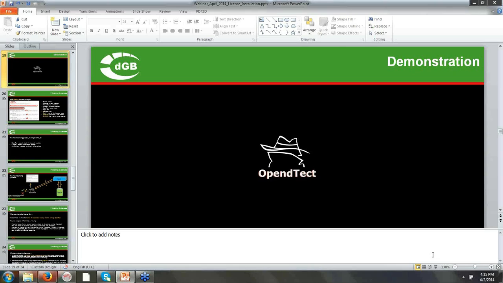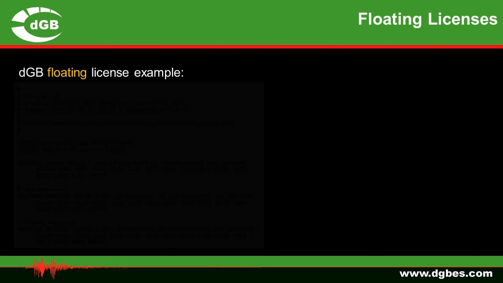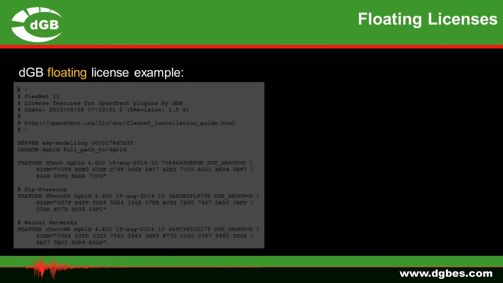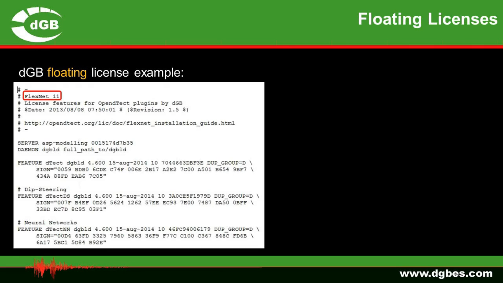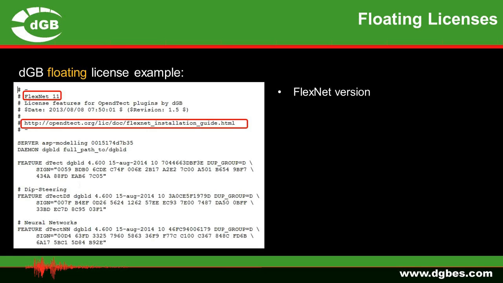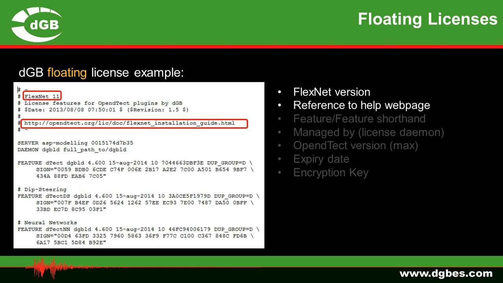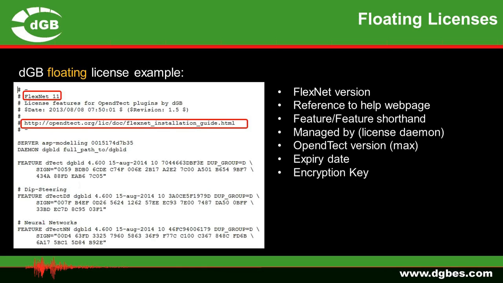So now we have covered node locked and demo licenses and their installation. We'll move on to floating licenses. Following is an example of a DGB floating license, as we can see. It looks fairly similar to the node locked and demo licenses in that we have the FlexNet version, we have the reference web page for help, and we have all the other features that we mentioned previously.